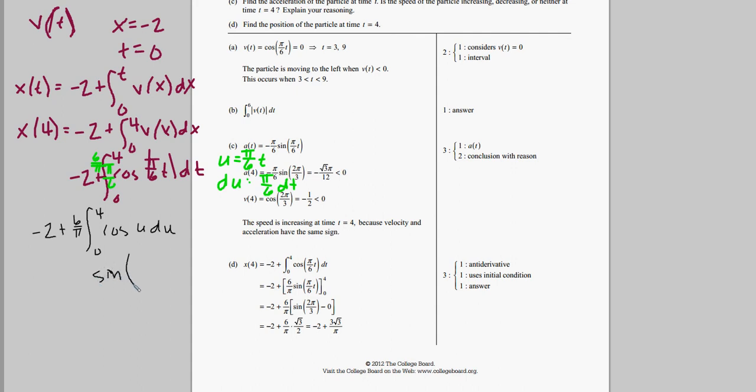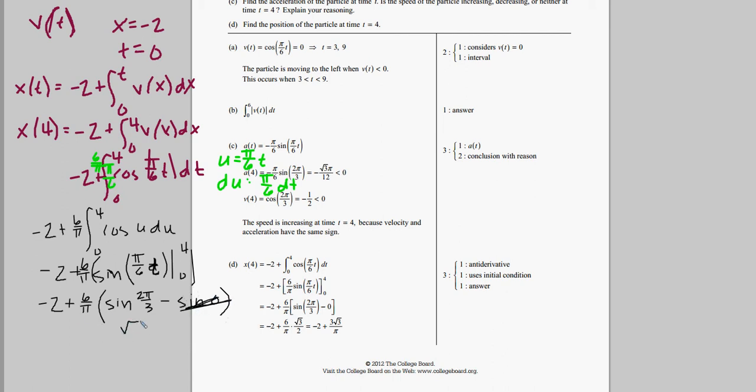And then at this point, cosine's antiderivative is sine. And I'm going to go ahead and insert back in my pi over 6 t. And when you evaluate that from 0 to 4, don't forget we have our 6 over pi hanging out front, and we have our negative 2 added to the front as well. So we have negative 2 plus 6 over pi times the sine. When I put 4 in, I'll get 2 pi over 3 minus the sine of 0. Sine of 0 is 0.